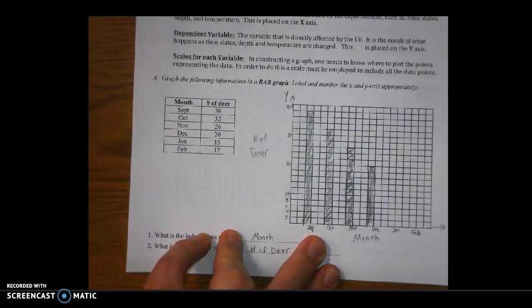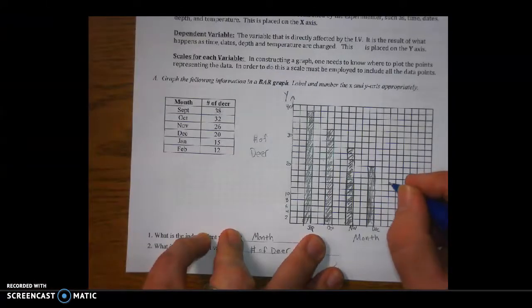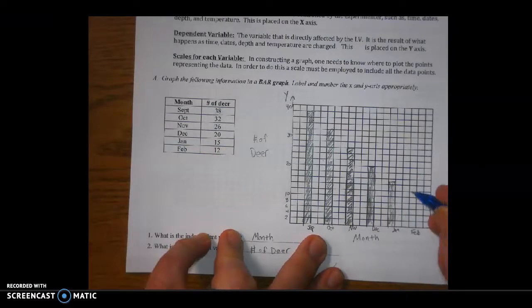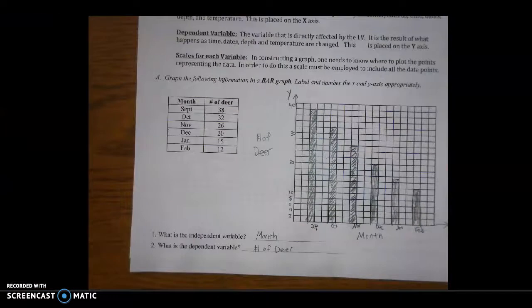Next comes January, and there's 15 that happened in January. So let's see, we got 10, we counted 15 in January, 10, 12, 14, 16. 15 is in between there. So we're going to draw a line halfway in between. And there we go. And now we've got January. Finally, February has 12, so there's 10, 12. And there is our bar graph for this data.